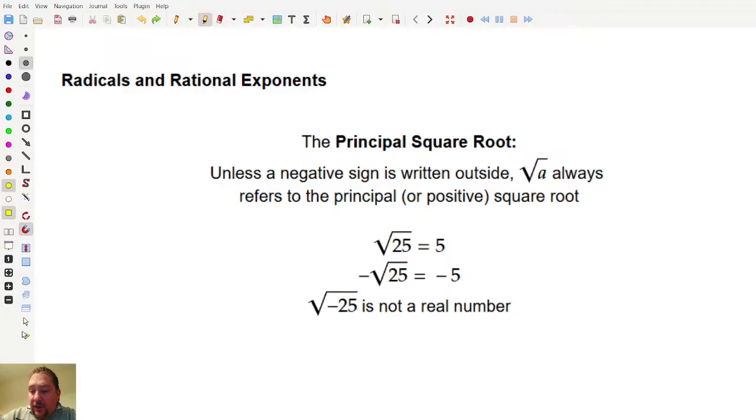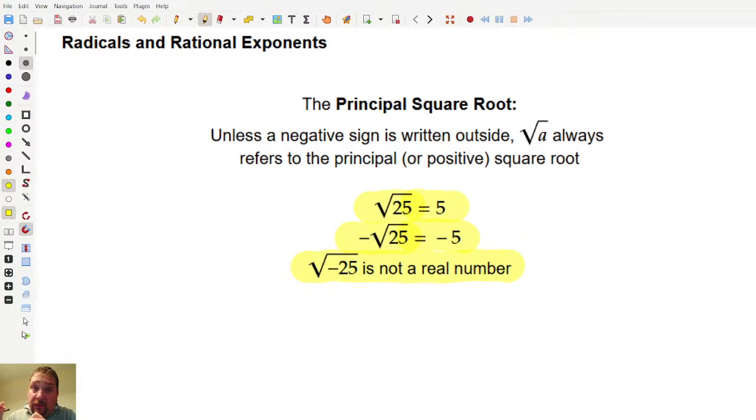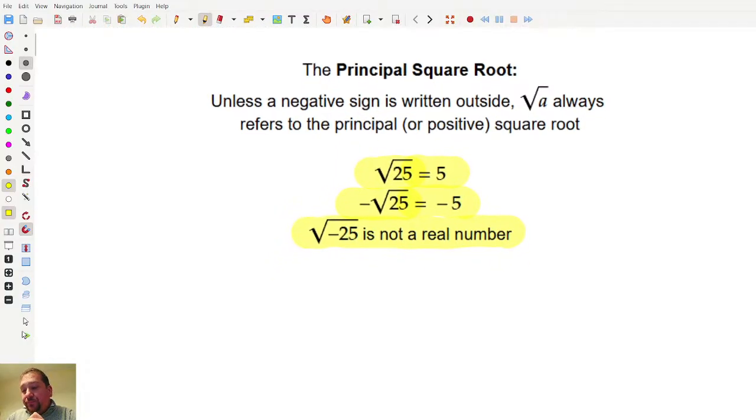So in this example, when we see the symbol square root of 25, we simply give the value 5. Unless there's a negative sign outside of it, like we saw with the quadratic formula, then you would give a negative 5 value. And please be careful with a negative sign inside of a square root. We discussed this in class, but there's no real number times itself that makes a negative. So the answer, when you have a negative inside of a square root, is not a real number.